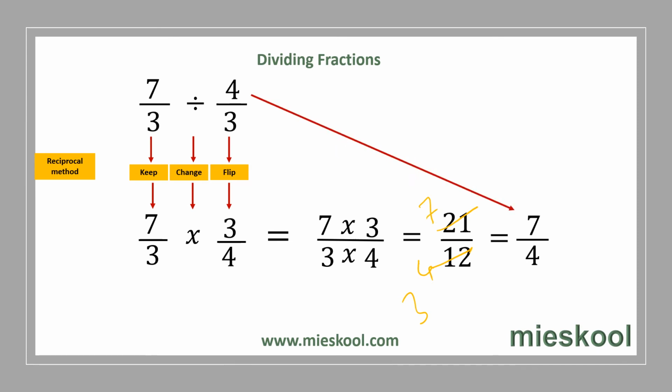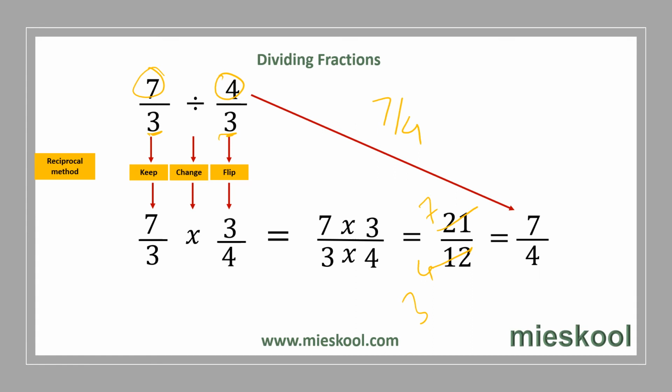Now, if you make the correlation here, you see the numerator. So it's simply the division of numerators when the denominators are the same. We've done the reciprocal method, but you could have also done the short method, which is simply divide the numerator, the first one divided by the second one, and that's the answer.